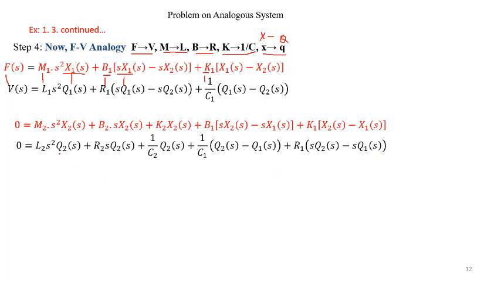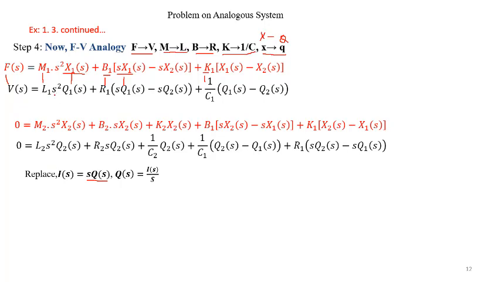Next, these are all in Q of S, that is charge. We require the analogy to be in current, so it has to be converted into current. So we know that Q is equal to I by S, or I of S is equal to S into Q of S. So wherever S into Q of S is there, replace it by I of S, or if just Q of S is there, replace it by I of S divided by S.